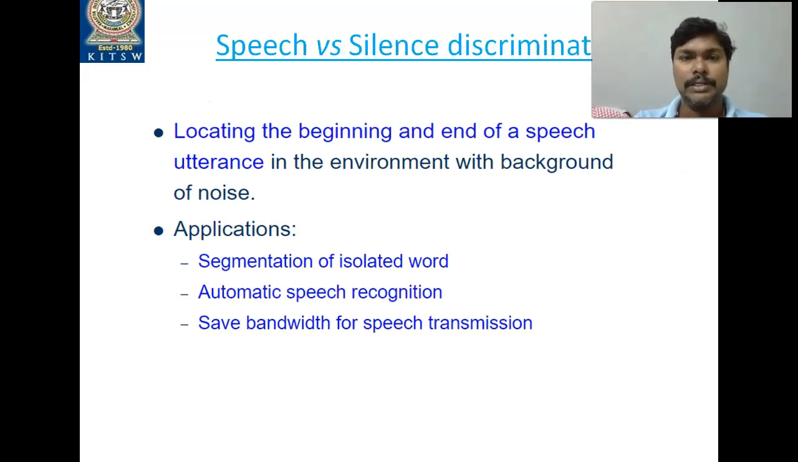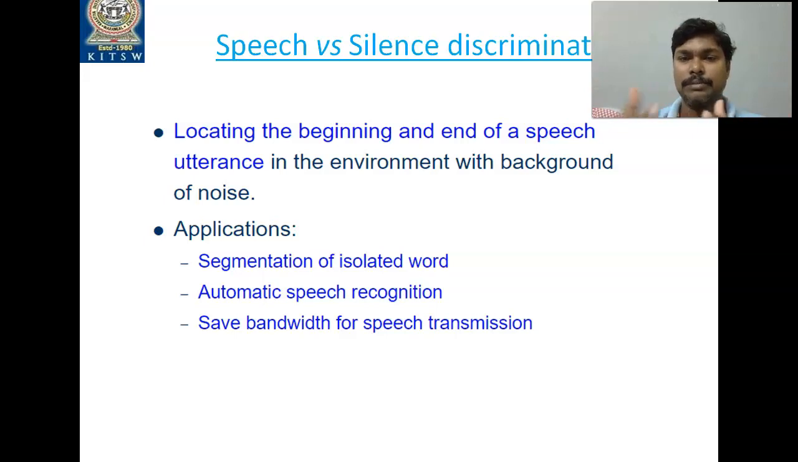The main important consideration for discriminating speech and silence is that we need to locate the beginning and end of a speech. For instance, in a given time frame of 5 seconds, if you speak for 5 seconds, we need to identify the beginning of the speech and the ending of the speech. Locating the beginning and end of a speech occurs in an environment with background noise, because mostly we cannot speak in a clean environment.